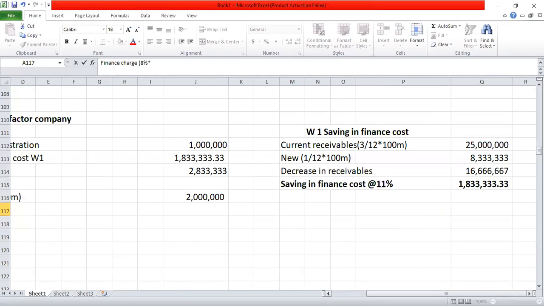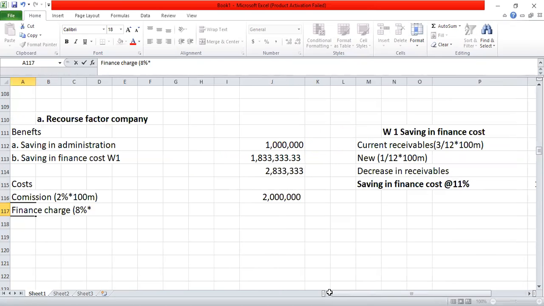Our receivables 8833, then times 80%. Wow. Where and why do we calculate finance cost on change of receivables?